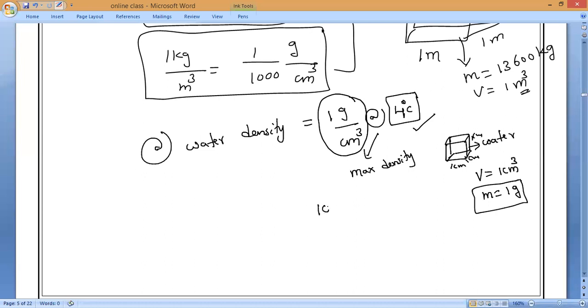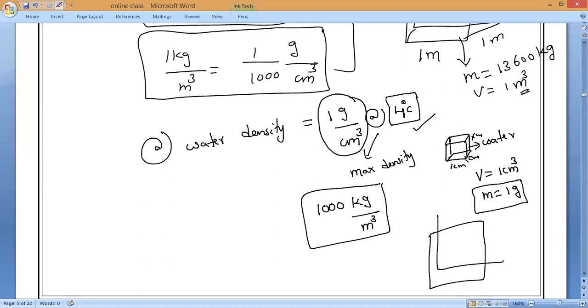In SI unit, Mitakshri, can you tell me what the water density is? 1000 kilogram per cubic meter. That is what it is. So if you have a water tank containing 1 cubic meter volume, it can store how many kg of water? 1000 kg. So that is why water density is 1000 kilogram per cubic meter.